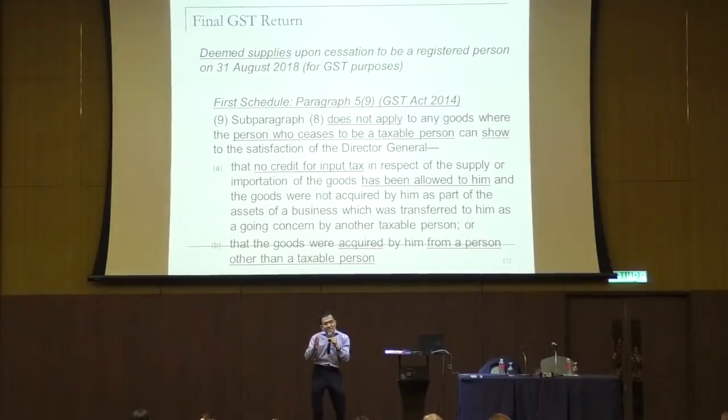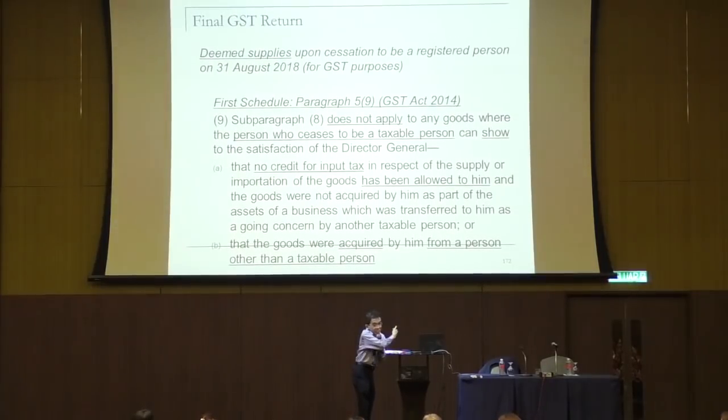Goods that you have claimed input tax previously. So that means goods and fixed assets that you have claimed input tax on. But what about those assets where the input tax was blocked when you bought them? No need to deem supply.